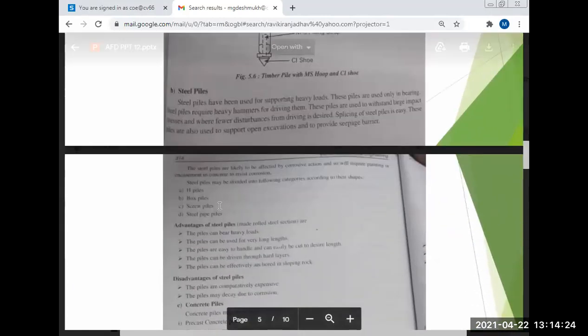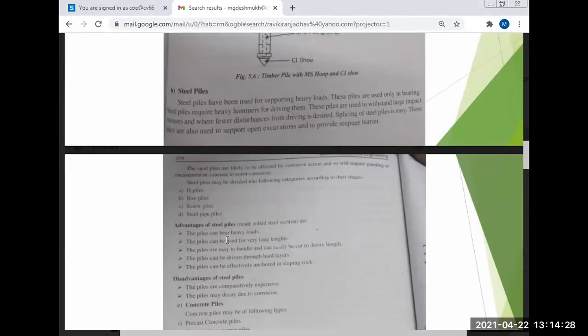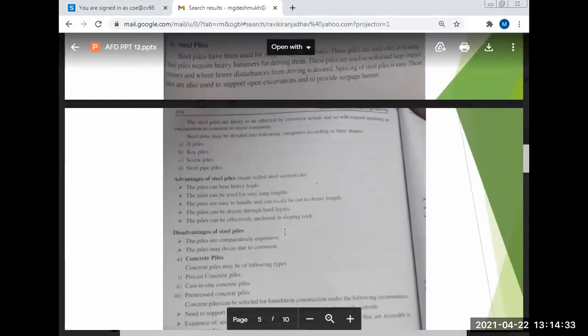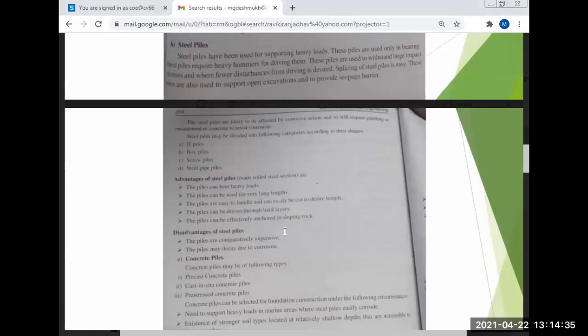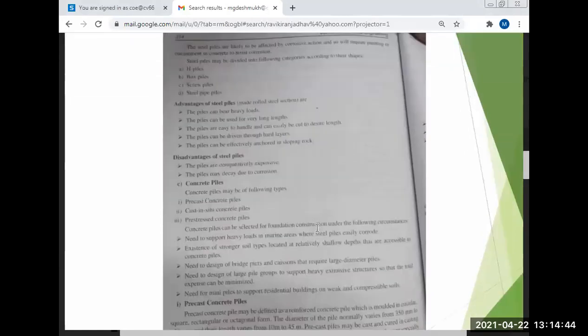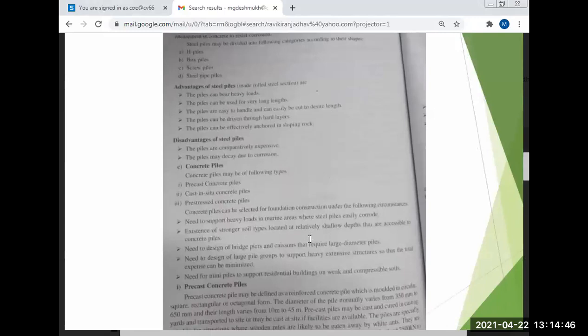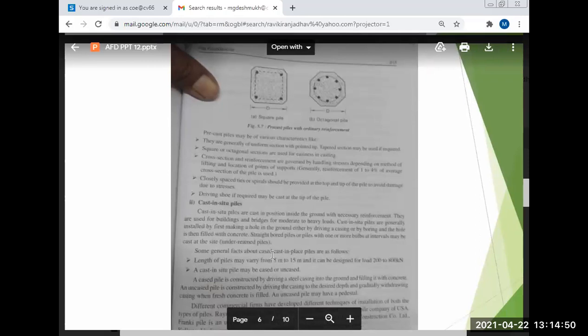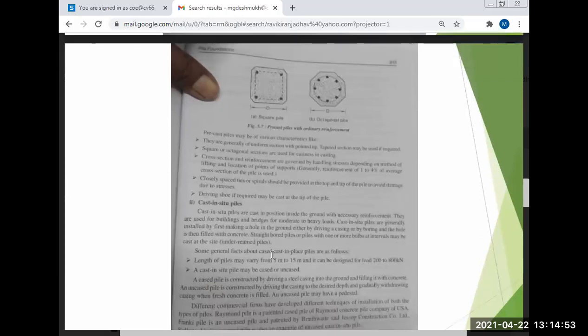Then steel piles are divided according to their shape as H piles, box piles, screw piles, steel pipe piles like this. And what are the advantages of steel piles? What are the disadvantages of steel piles? Generally you can write that also. Then concrete piles: precast pile, pre-stressed pile, cast in situ piles. Cast in situ piles means wherever the site is, there only the pile is prepared and installed.